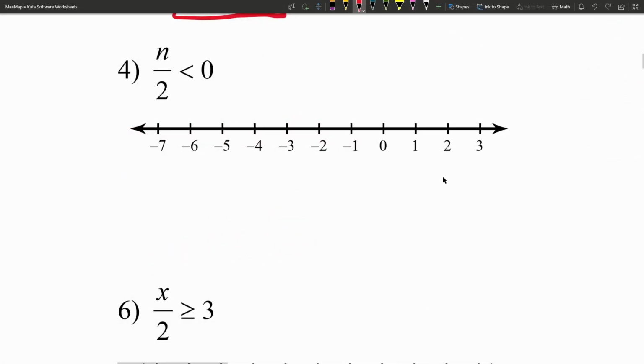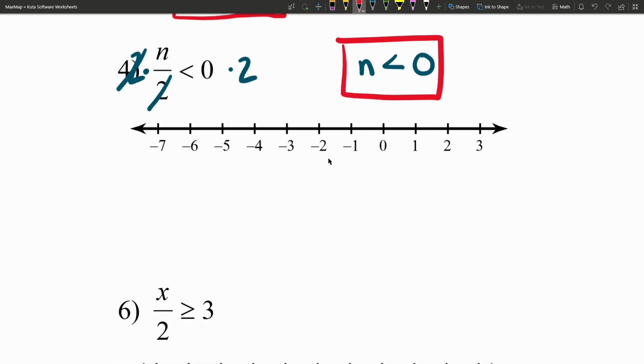For number 4, we have n divided by 2 is less than 0. Since n is divided by 2, and I need to cancel out that 2 in order to isolate n, I'm going to multiply by it. So we're going to multiply both sides by 2. The 2 will cancel out with a 2 to give me that n is less than 0 times 2. That's going to be 0. So n is less than 0 is our solution for number 4.